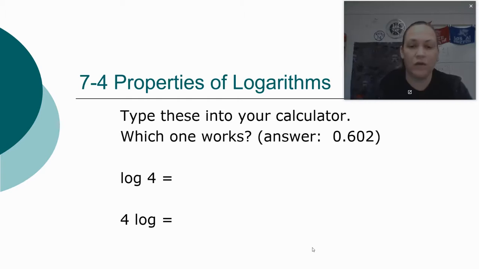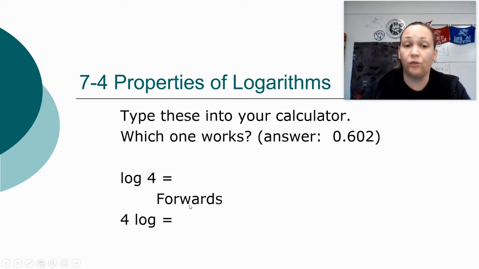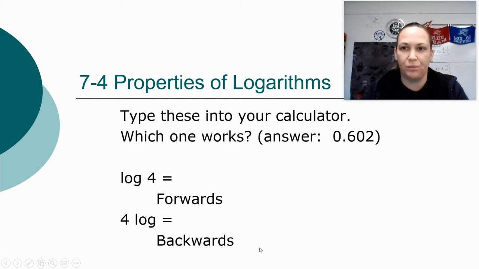I call the first one a forwards calculator because you type it in exactly how it looks when you're writing it on your paper. And the second one I call a backwards calculator, and you have to type in everything backwards of how it's written on your paper. So on your paper, you're going to write log 4, and in your calculator, you're going to type 4 log. It's going to get really confusing. And if you don't type it in the right way, you're not going to get the right answer. Your calculator only does what you ask it to do.